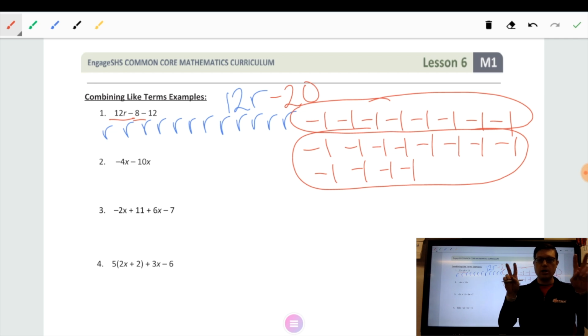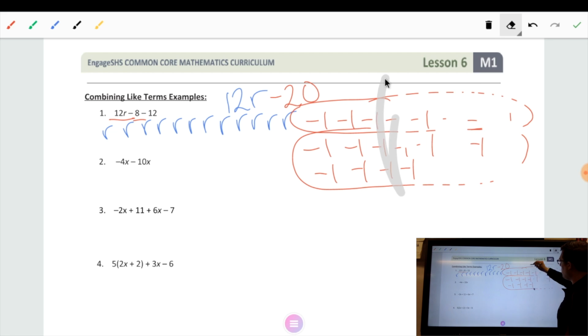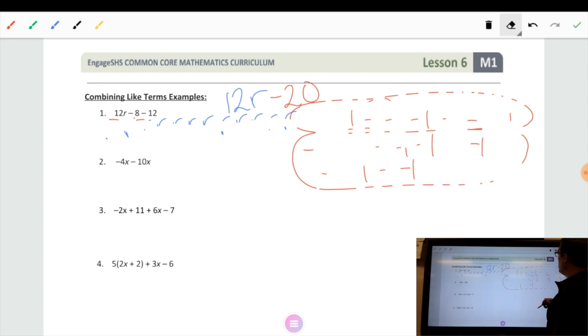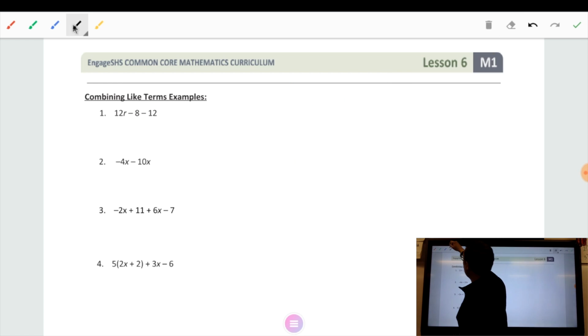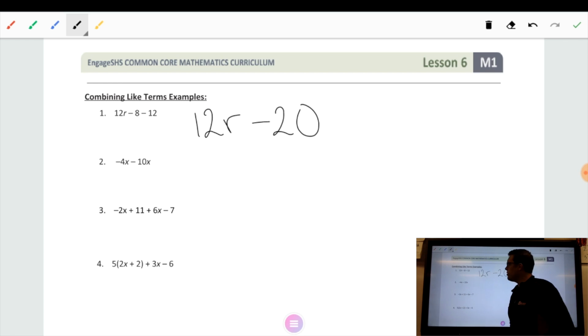You look at things that are considered alike, as in how r is a variable and not a number yet, but it's this object, and the number negative 1, negative 1, negative 1, etc., that's used. I'm going to get rid of all of this. This may not work as well as I like, but I just want to have kind of a clean space. In fact, hooray! Let me rewrite the answer. So we have 12r minus 20. That's the answer to number 1.